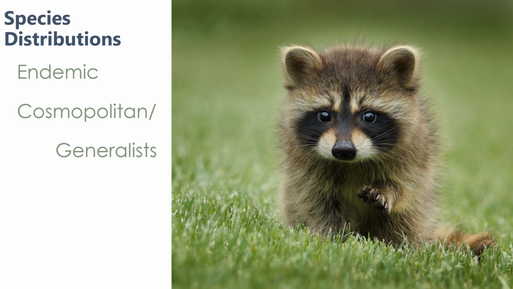Other species' distribution tends to be more cosmopolitan. So it's found in a lot more areas. These would be more generalist species, which live in a wide range of geographic areas, like this cute little baby raccoon that I picked for the slide. Raccoons are native to most of North and Central America, and so they cover a very, very large geographic range. So again, they're known as cosmopolitan or generalist, where you can find them in much more than one specific location.